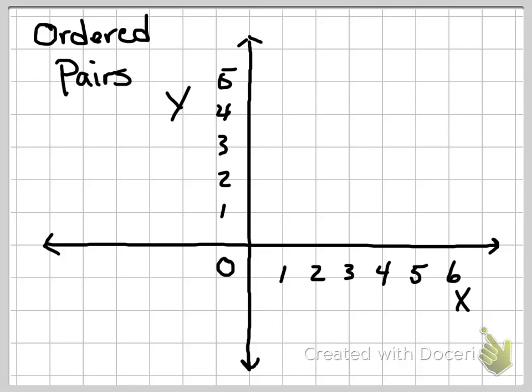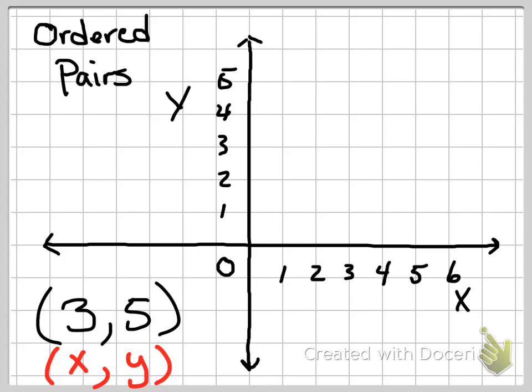So an ordered pair are two numbers that we use to name a point on a coordinate plane. So we're going to start out with the ordered pair (3, 5). Ordered pairs are usually written in parentheses like this. And the ordered pair represents the x-axis and then the y-axis.